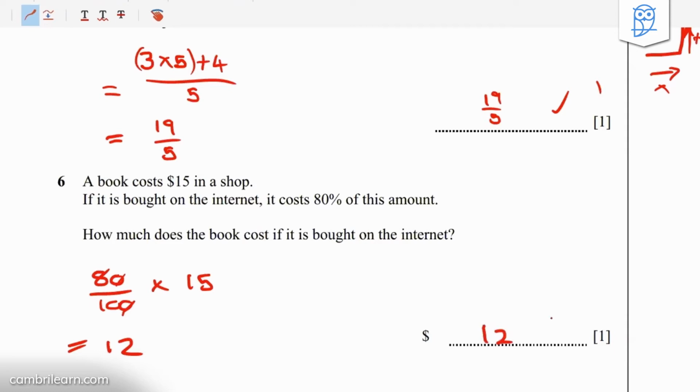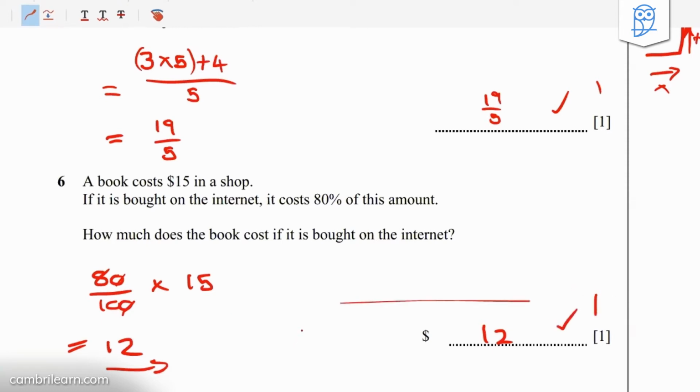Very simple stuff. Remember that if we get percentages, we have a 1 and a 0 on the side. That just goes in my denominator and it becomes 80 over 100. And you multiply it with the quantity you are trying to get the percentage of. Okay, so this is $12.